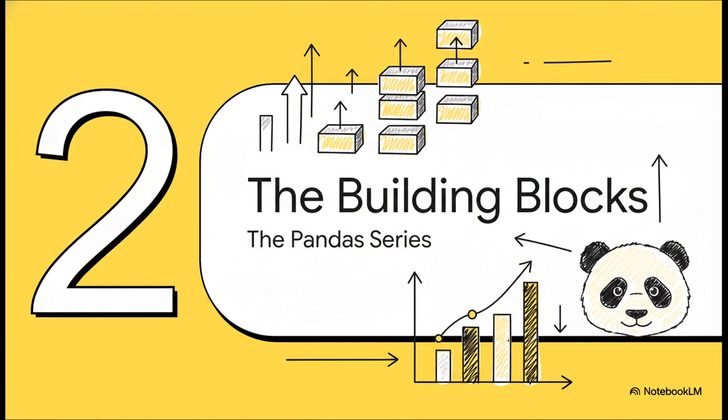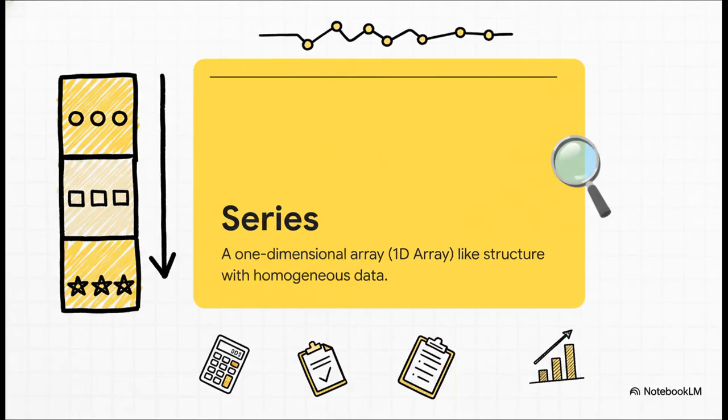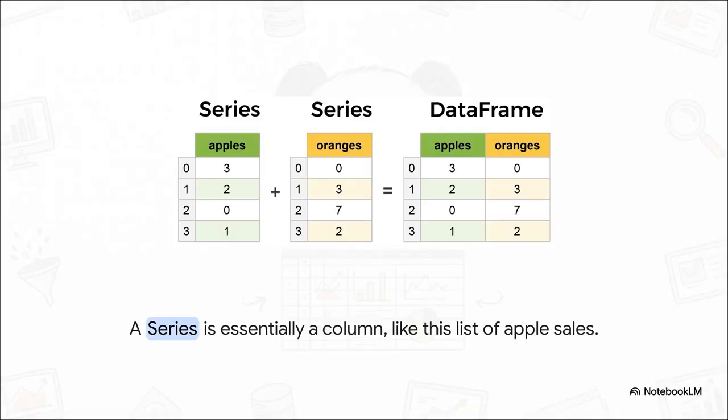All right, to really get Pandas, we've got to start with the most basic building block, and that's something called a series. So picture a single column in a spreadsheet. Got it? That's basically a series. It's just a one-dimensional list of data. And the key rule here is that everything in that list has to be the same type of thing. So it's either all numbers or all text or all dates. You get the idea.